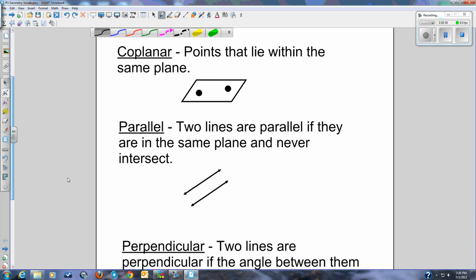Parallel. 2 lines are parallel if they are in the same plane and never intersect. So you just basically think of 2 lines that never meet each other.